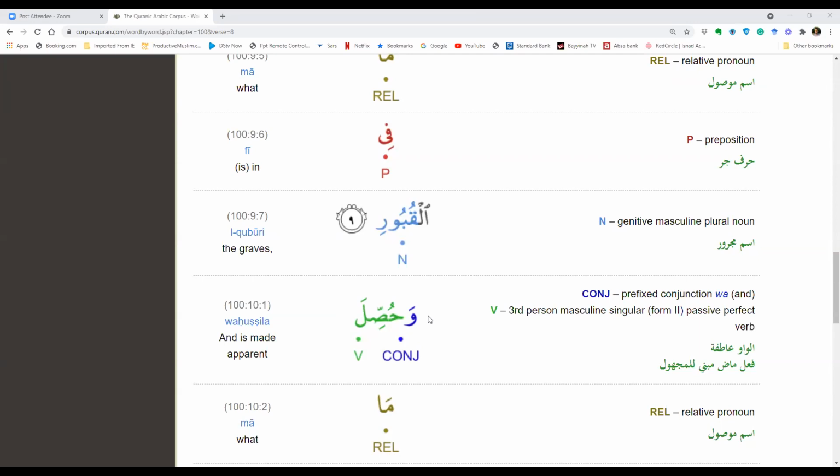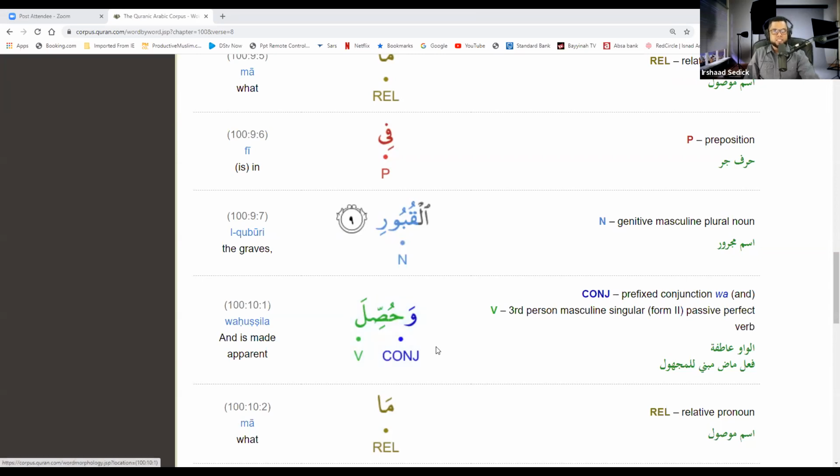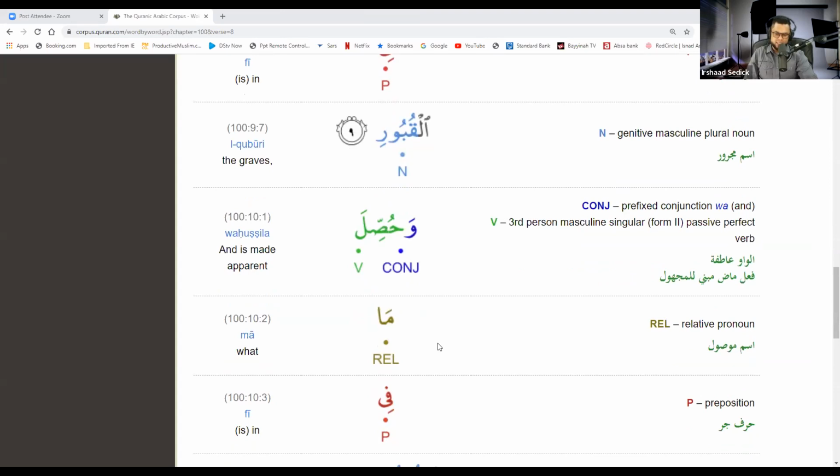Na'ibul fa'il. Na'ibul fa'il. And where is it? The ma again. The ma again. So this is what I meant when I said the repetition. It gives you a chance to solidify something because you see it again and again. All right.